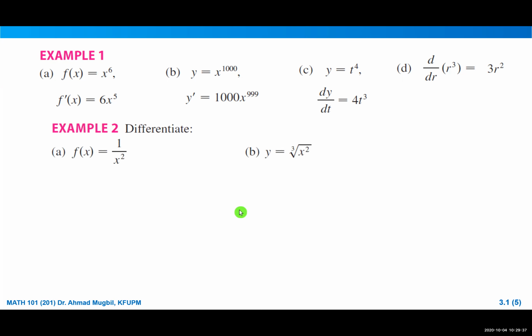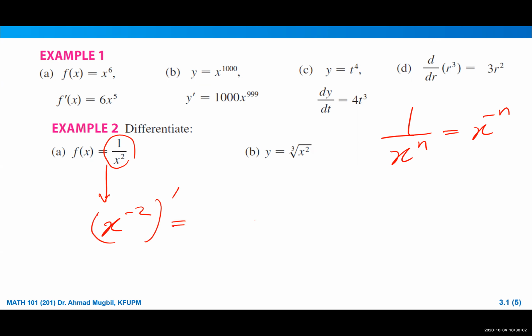Now, look how we will apply these tricks when we have a function that is not directly x to the power. Before finding the derivative, it is easier to think about this one as x to the power what? 1 over x squared. You know that 1 over x to the power n is just x to the power negative n from algebra. So this is x to the power negative 2. When you differentiate it, this is a real number, so by using the rule, the derivative of x to the power n is n x to the power n minus 1.